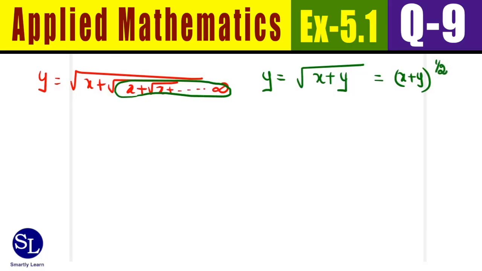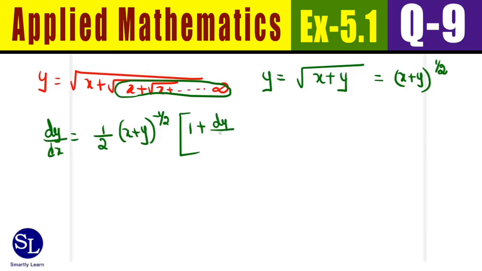Now let's compute the dy by dx. So this is left side, if you differentiate, it is dy by dx. Right side, it is going to be half into (x plus y) the whole power minus half. And then I'm going to differentiate x plus y. So this is 1 plus dy by dx. So here we are using chain rule. So that's how this is differentiated.